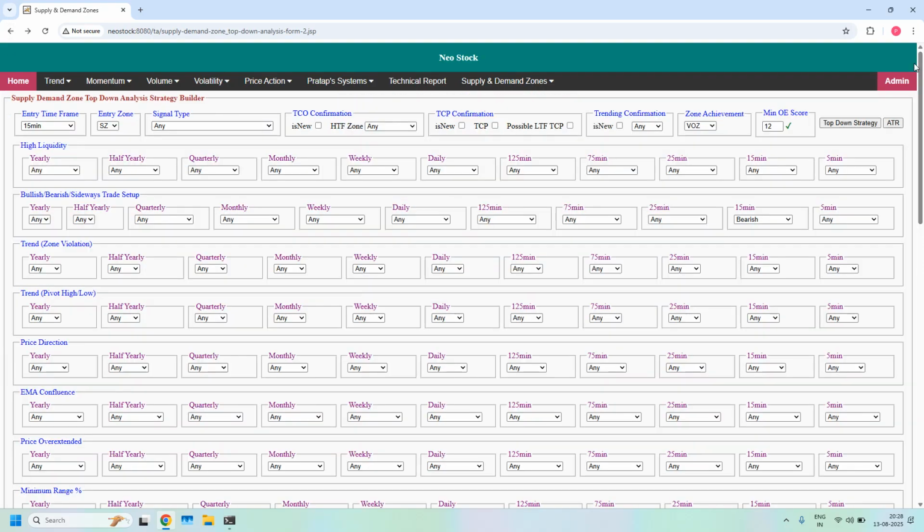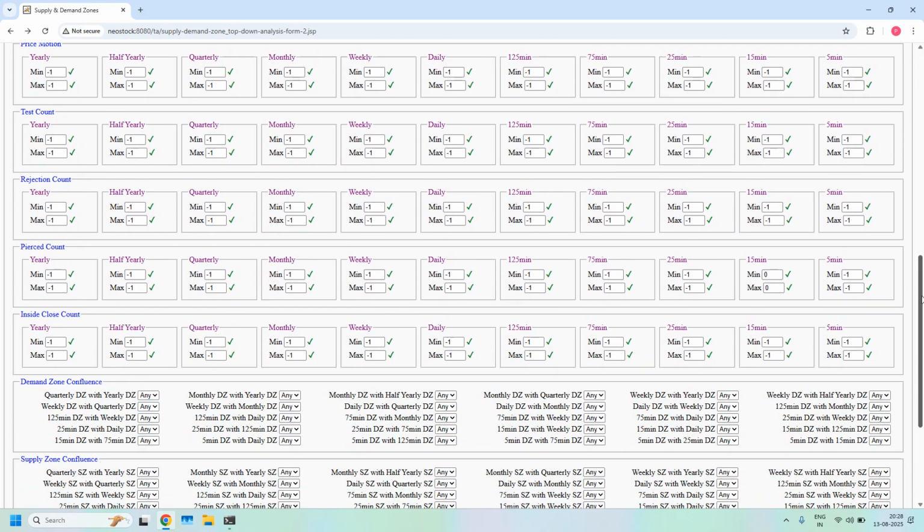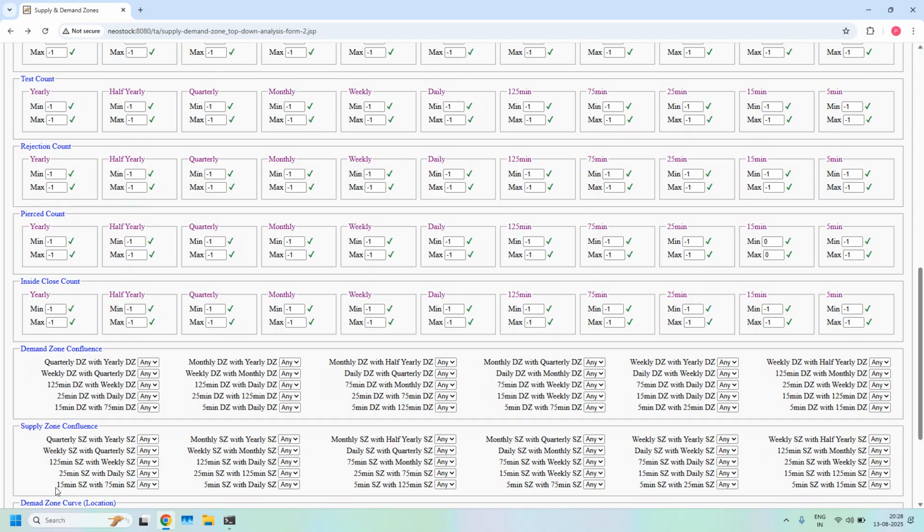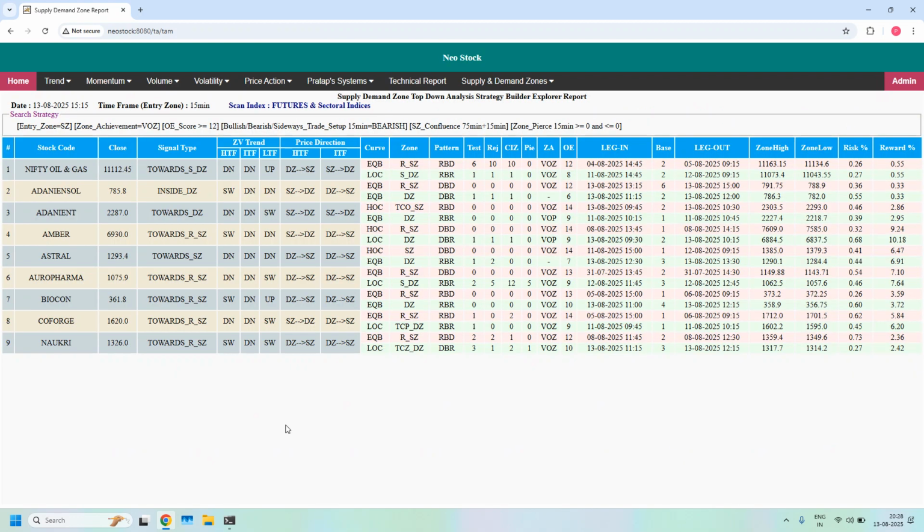So first one is LTF and ITF supply zone confluence. That is 15 minutes and 75 minutes supply zone confluence. By enabling the filter and applying on the 11 stocks, we got 9 stocks. In all the 9 stocks, these 15-minute supply zones are overlapped with 75-minute supply zone. And also 75 minutes trend, ITF trend, is downtrend.